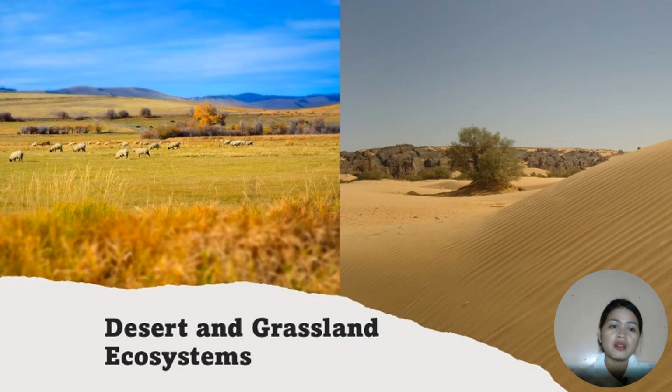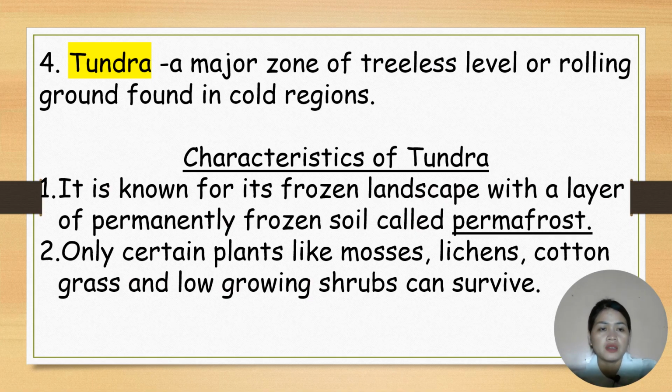So this is the grassland. There are so many animals. And in the other picture, we have the desert. So I say tundra, a major zone for treeless level or rolling ground. So mga characteristics sa tundra. It is known for being frozen. So kung ang desert kanina, it's very hot, the tundra is malamig. So only certain plants like mosses, lichens, cotton grass, and low-lying shrubs can survive. Yan po ang tinatawag nating tundra.